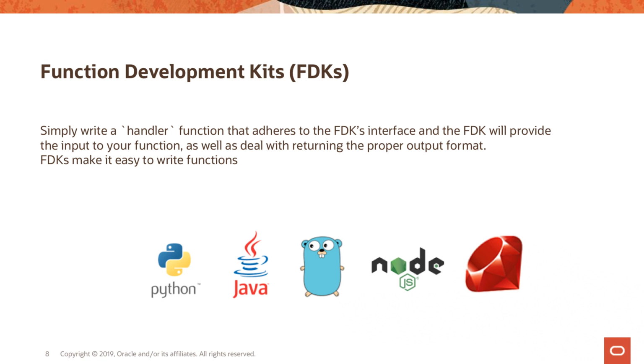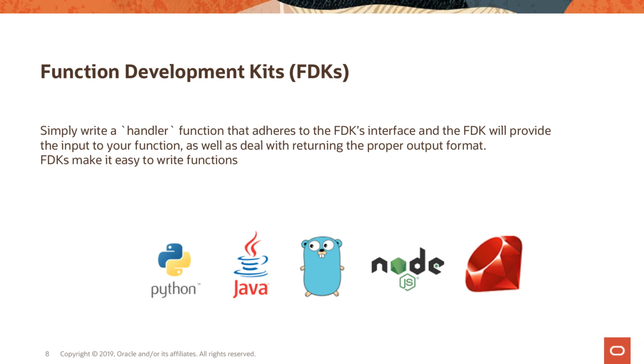There are function development kits. There are these five languages that are first-class citizens right now that I mentioned: Python, Java, Go, Node.js, and Ruby. But if you can containerize something in Docker containers, you can run it in OCI.